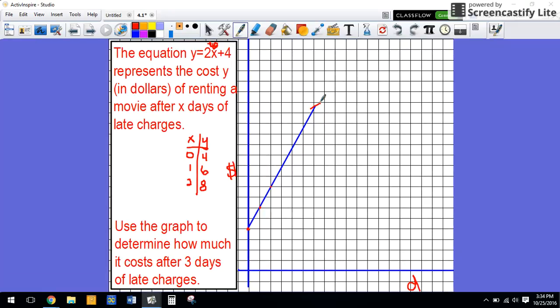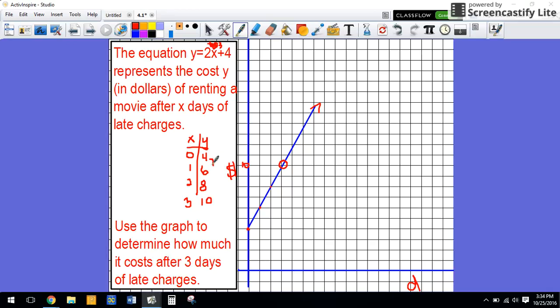So I've created my graph, but if I look down here at the next question, they said to use my graph to determine how much it would cost me to rent for 3 days. So 1, 2, 3 days, scroll up, puts me here, which would be $10. So let's double check in our equation. If I plugged 3 in here, I would have 2 times 3 equals 6, plus 4 does equal 10. So that does come out to be true.